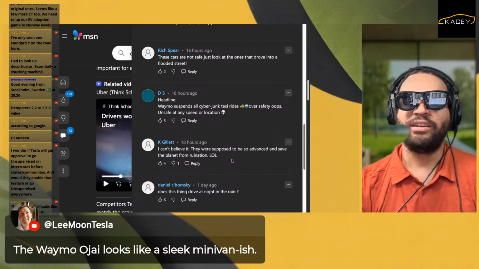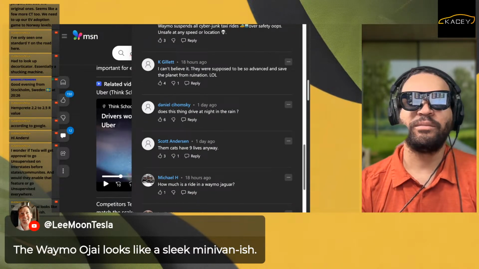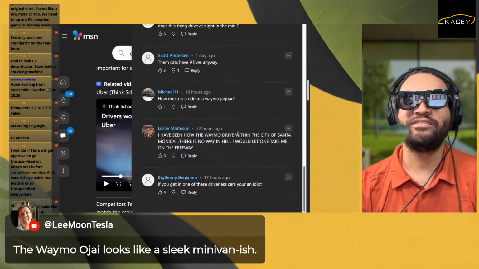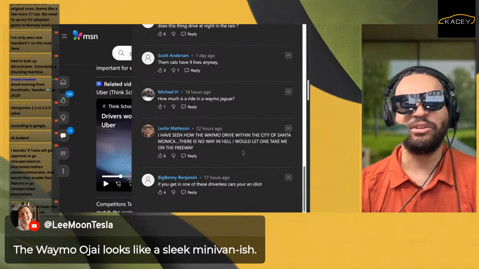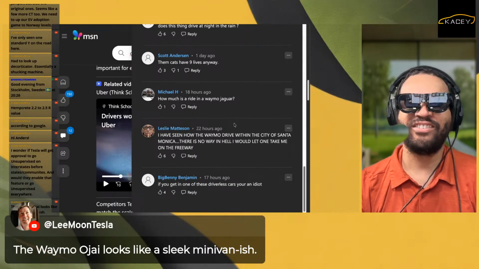Does this thing drive at night in the rain? Does it? Them cats have 9 lives anyway. How much does a ride in a Waymo Jaguar cost? I've seen the Waymo drive within the city of Santa Monica. There's no way in hell I would let one of them take me on the freeway. That's the reason they were never allowed on the freeway. If you get one of these driverless cars, you're an idiot.